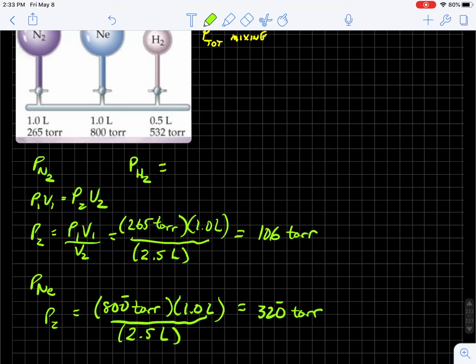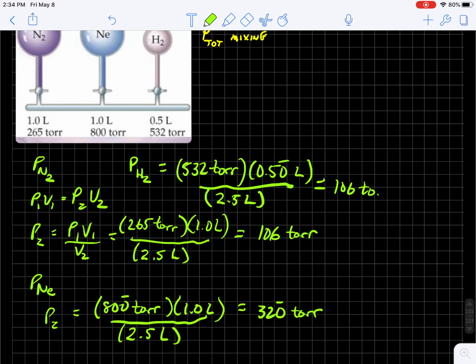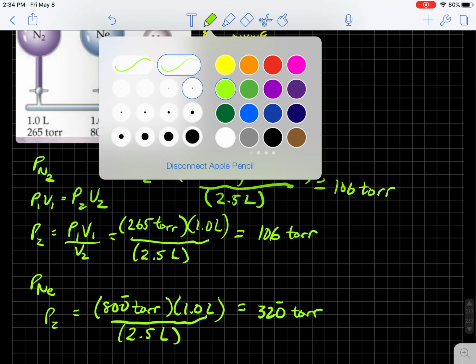And then let's do partial pressure of hydrogen up here, so I don't have to scroll down. And that's going to be 532 torr. Original container is 0.5, but let's assume 2 sig figs here, because the other containers were 2 sig figs. And then let's convert that to the new container, which is 2.5 liters. So 532 times 0.5 divided by 2.5. And we get 106.4, so also 106 torr.